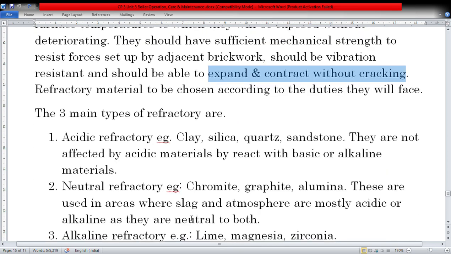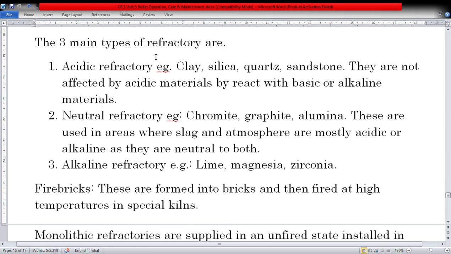Now, what are the three main types of refractory? Acidic refractory, for example clay, silica, quartz, sandstone. They are not affected by acidic material but react with basic or alkaline materials. Neutral refractory, for example chromite, graphite, alumina. These are used in areas where slag and atmosphere are mostly acidic or alkaline, as they are neutral to both. Alkaline refractory, for example lime, magnesia, zirconia.